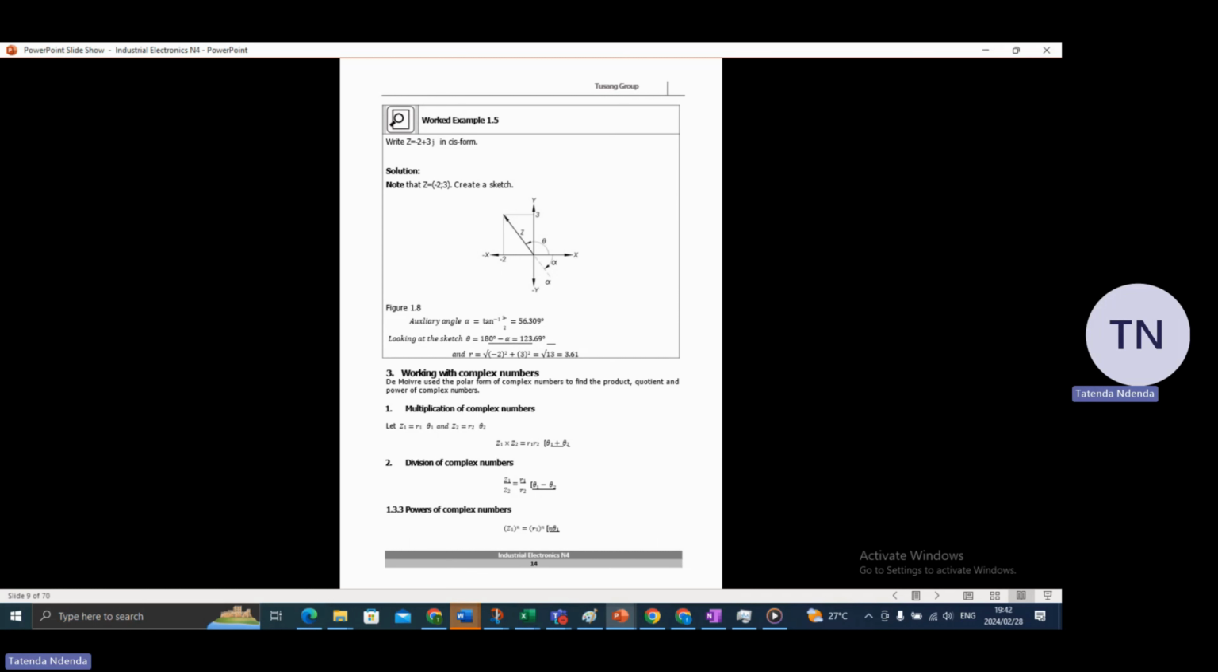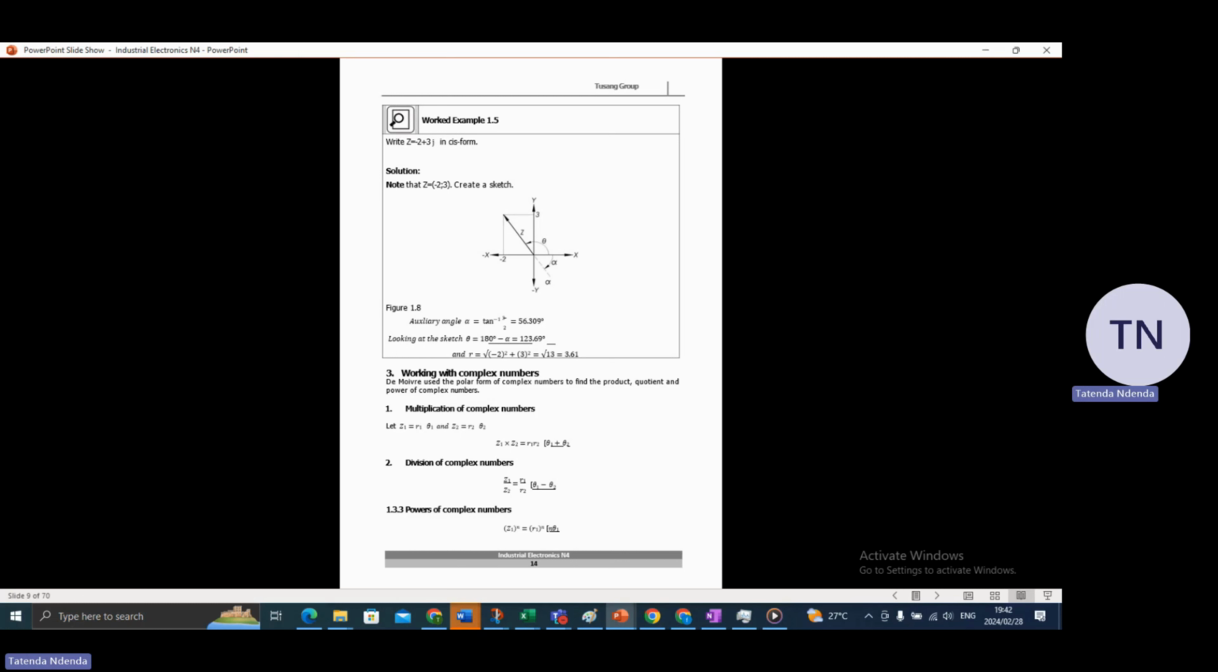So we are having theta is equals to tan inverse of 3/2. There's no need for us to write -2 because we only consider the units, we don't consider the signs. So theta is equals to tan inverse of 3/2, then we get 56.309 degrees. Now, looking at the sketch, theta is equals to 180 degrees minus alpha, so they just wanted to get the other angle at the other end.